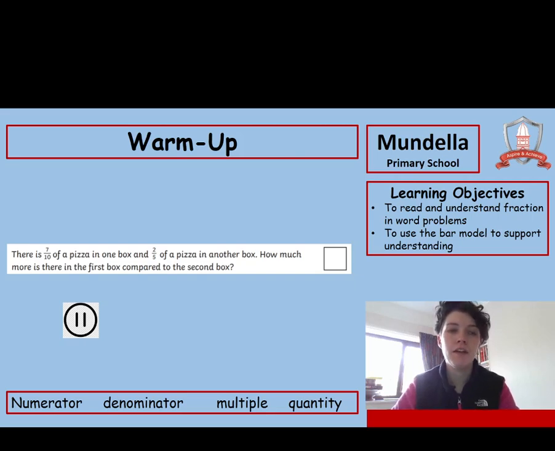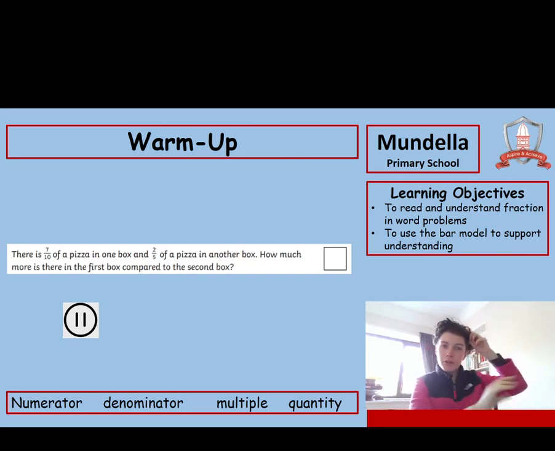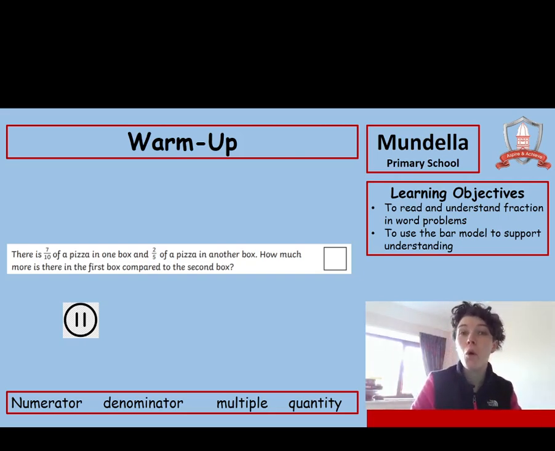Okay, so first things first, we recognise our fractions. So we've got 7 tenths of a pizza in one box and 2 fifths of a pizza in another box. It might be helpful for you to actually draw a picture to help your understanding. If that's a helpful strategy for you, please pause the video now to draw your pizzas. Okay, so one pizza is split into tenths. We've got 7 tenths of a pizza. And then in the second box, we've got a pizza that's been split into fifths and only 2 fifths of that pizza.